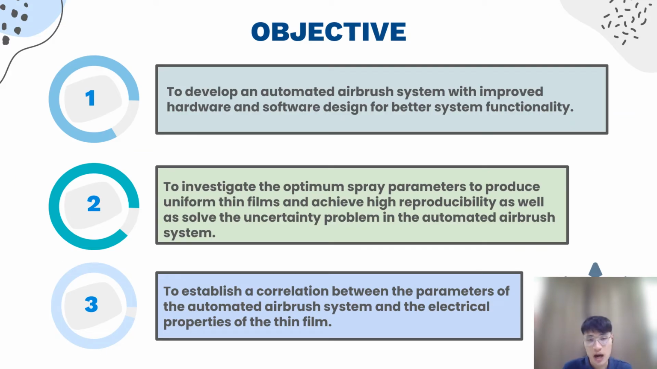Next, these are three objectives corresponding to the problem statements. The first one is to develop an automated airbrush system with improved hardware and software design for better system functionality. And second one is to investigate the optimum spray parameters to produce uniform thin film and achieve high reproducibility as well as solve the uncertainty problem in the automated airbrush system. And third one is to establish a correlation between the parameters of the automated airbrush system and the electrical properties of the thin film.